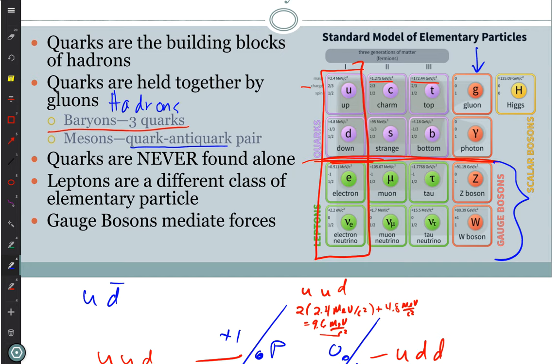Bosons have integer spin. If you look at all of those gauge bosons, they all have spins of 1. The Higgs boson has a spin of 0. Those are integers, that's why they're bosons. The quarks and the leptons all have spins of 1/2. They're fermions. Fermions have to obey the Pauli exclusion principle. Bosons don't.